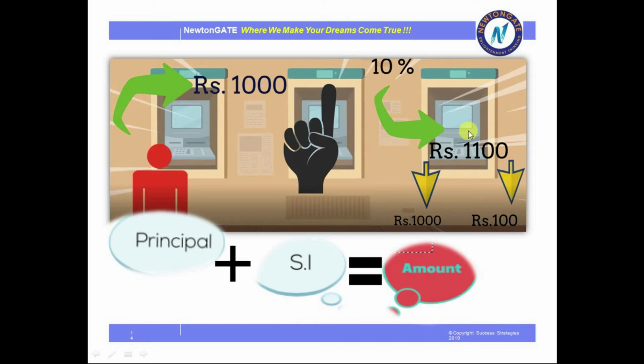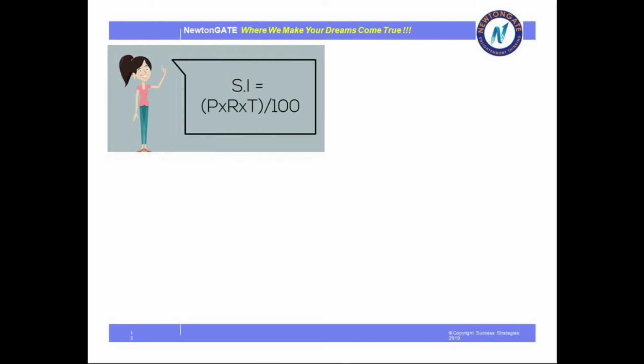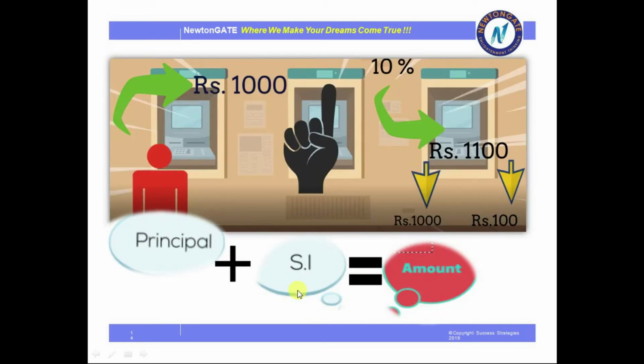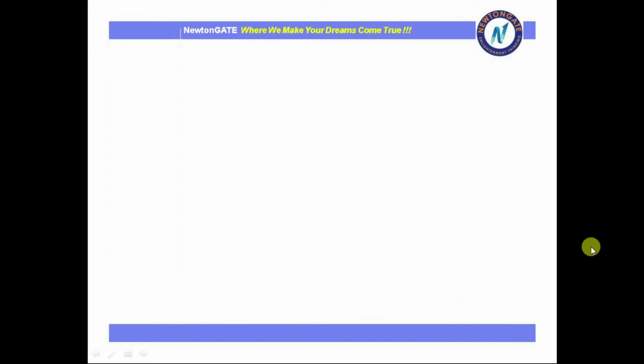Now, 1100 is actually the amount. 1100 is the amount which we get when we add the principal with the SI. So, principal plus SI is equal to amount. This is all the knowledge we need to know for solving our sums in simple interest. The formula for simple interest is SI equal to P into R into T by 100, where P stands for principal, R for rate and T for time, the first formula which is important, and the second of course is the formula for amount, which is principal plus SI equal to amount. Now, with this knowledge, let us try to solve some examples.